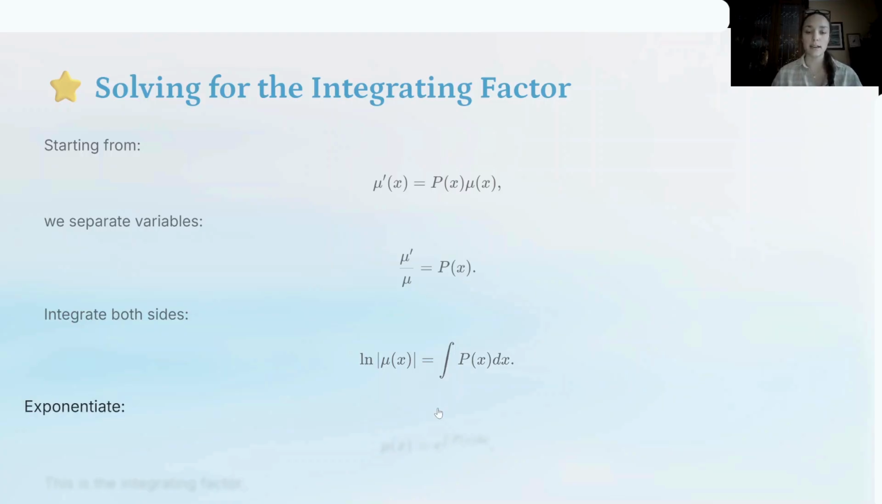In order to get rid of the ln, we have to exponentiate this. So we have that mu of x equals e to the power of the integral of p of x dx. This here is our integrating factor. Now we just derived from scratch how we got our integrating factor, and in our next step we're going to derive the general solution for these first order linear non-homogeneous differential equations using this integrating factor.